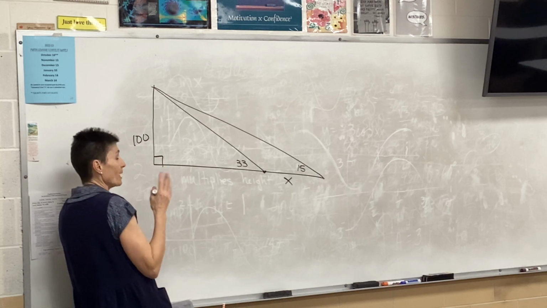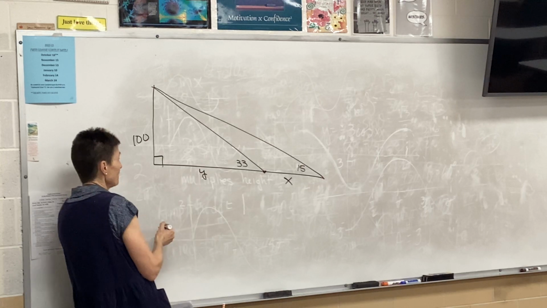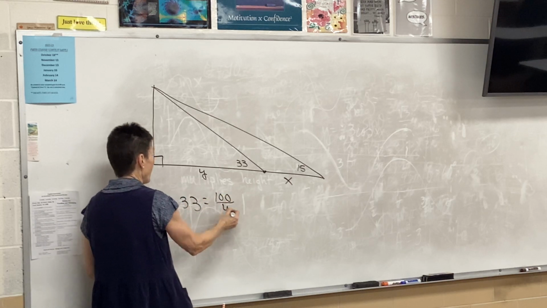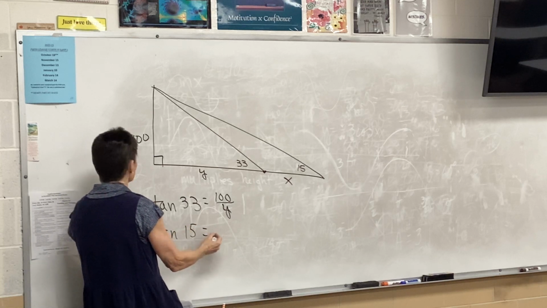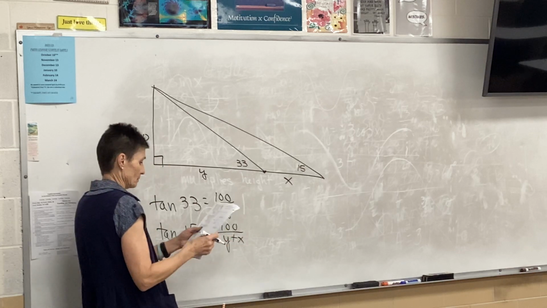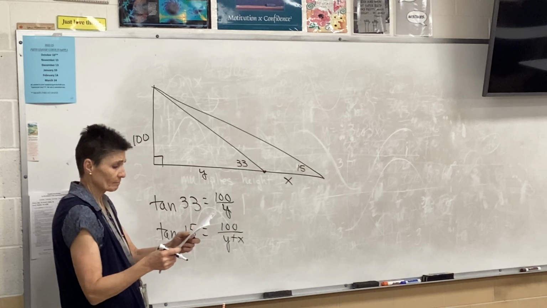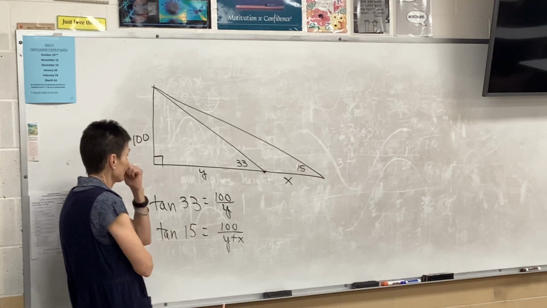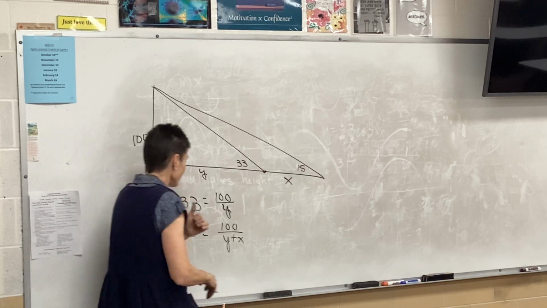So again, I'm kind of confined to right triangle trigonometry at this moment. So I'm just going to call this y. The tangent of 33 equals 100 over y. The tangent of 15 equals 100 over y plus x. Do I know anything else? Nope, that's all I know.